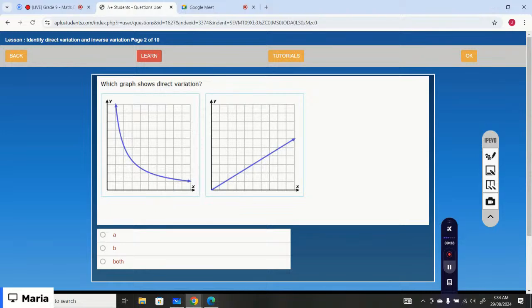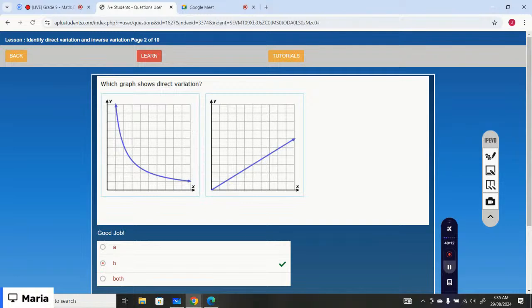Which graph shows the direct variation? Which is the correct option? A is the correct option, right? Sorry, direct. B is the direct variation. B is the correct option.